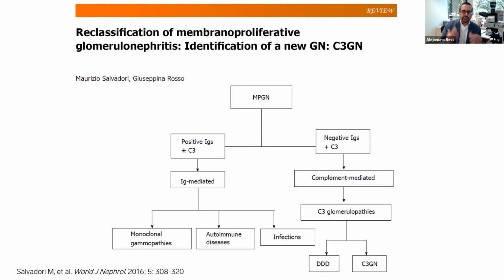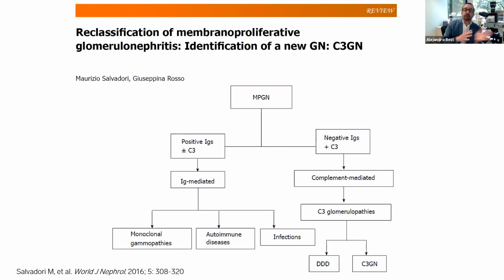MPGN, it's not a disease. MPGN is not a disease. MPGN, it's a pattern of disease. And actually, if you go back and look at all the diagnoses that have been called MPGN type 1 or MPGN type 3, a significant proportion of them would now be called C3GN, all right, or DDD. So for that reason, really, we shouldn't be making a diagnosis of MPGN anymore. If we make a diagnosis of MPGN, I'm not telling you anything as a clinician. I'm just giving you a pattern.